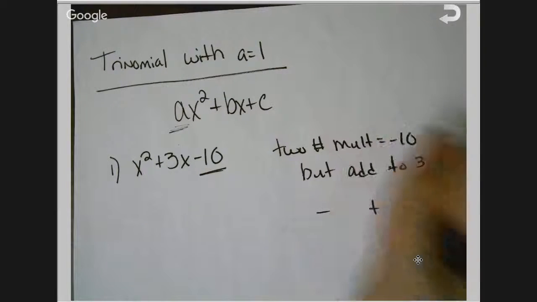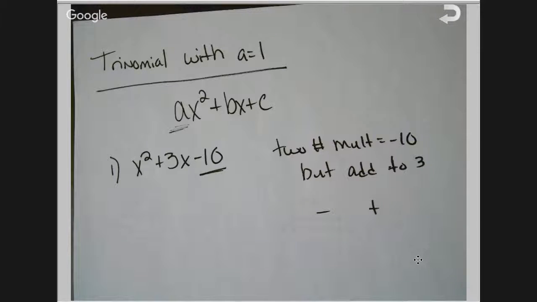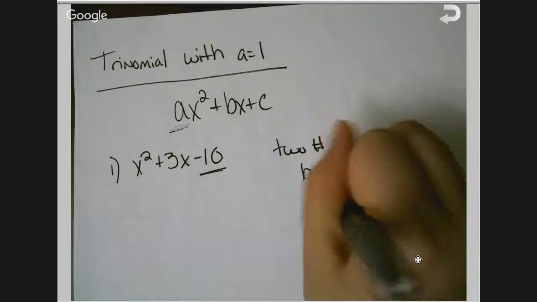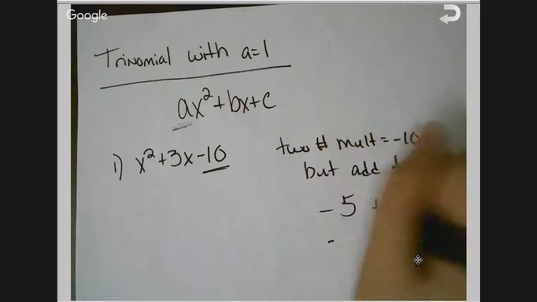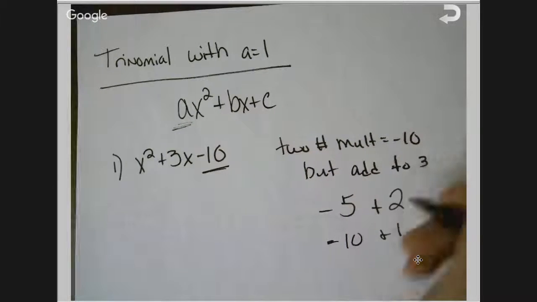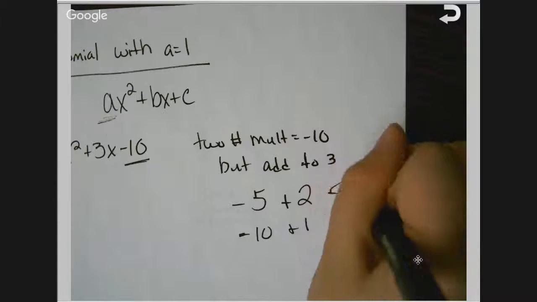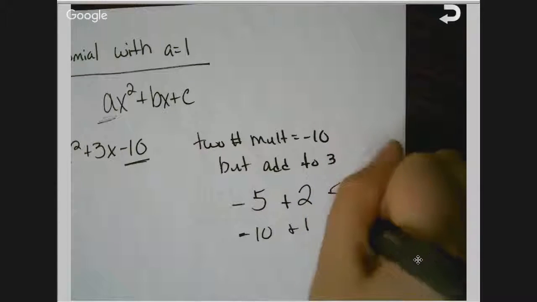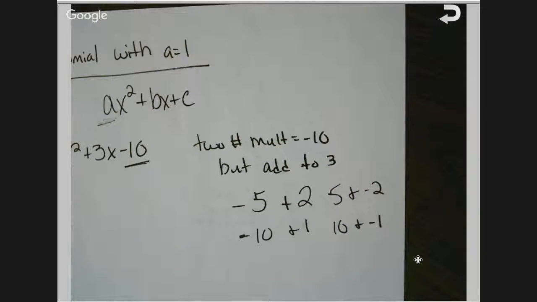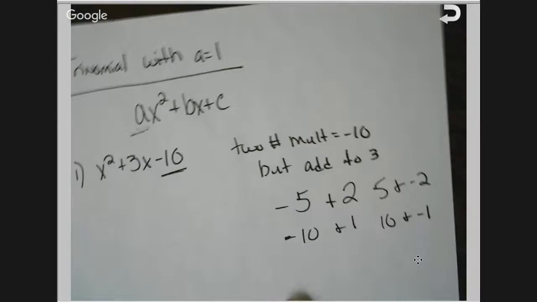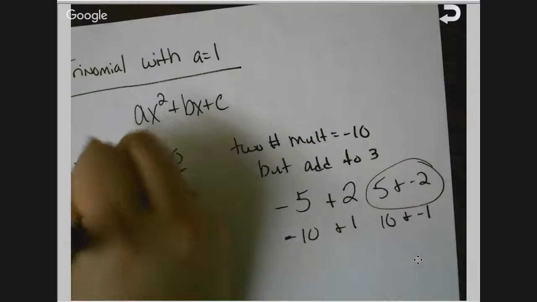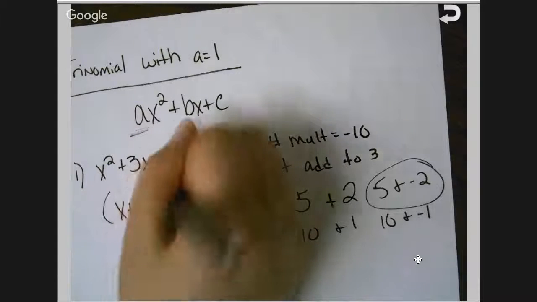I'm going to go ahead and make a note there. Well, 10 only has 2 options. It's either 5 and 2 or 10 and 1. But I would also add 2 more options by flipping my signs. So 5 and negative 2 and 10 and negative 1. So that lists all my options for multiples of negative 10. Which one adds to positive 3? 5 and negative 2. As soon as you know those numbers, you just say x plus 5 times x minus 2.